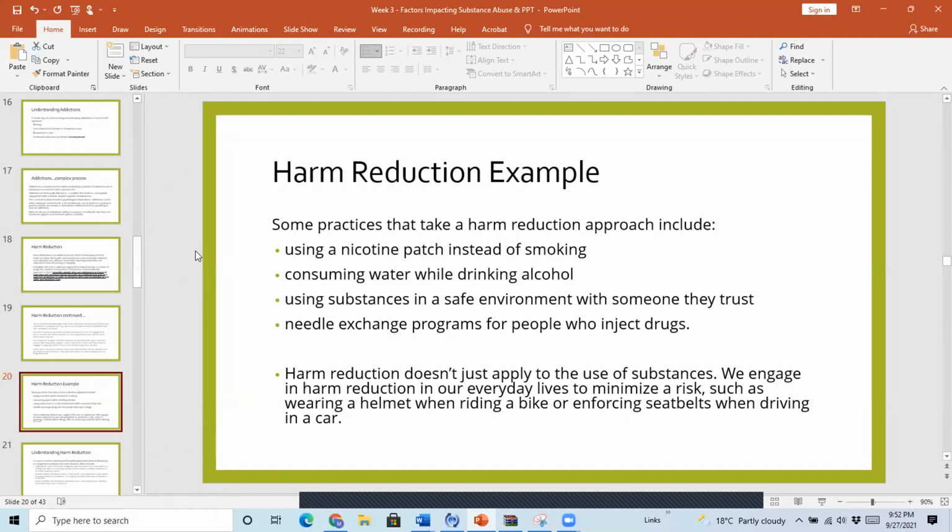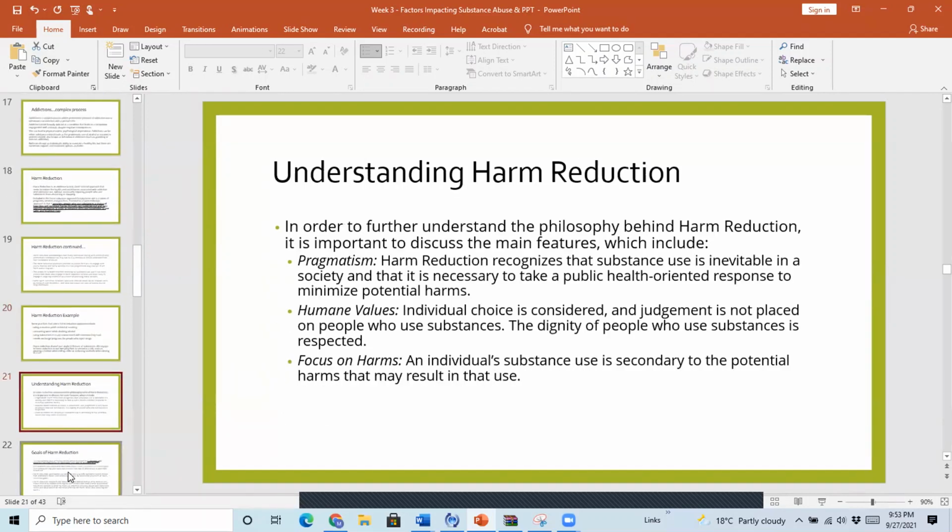Now, harm reduction doesn't just apply to the use of substances. We engage in harm reduction in our everyday lives, right? For example, when you wear a helmet when you ride a bike, or use a seatbelt when driving in a car. We try to reduce the possibility of harm happening to us.